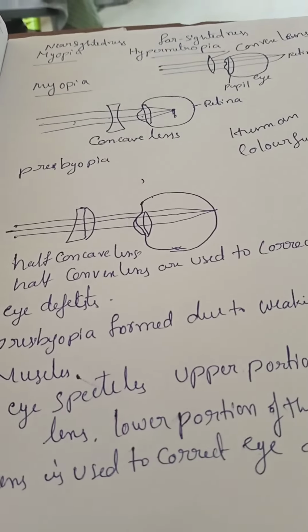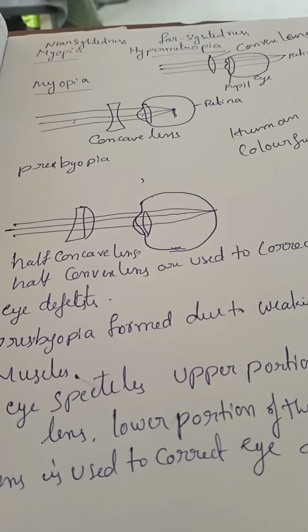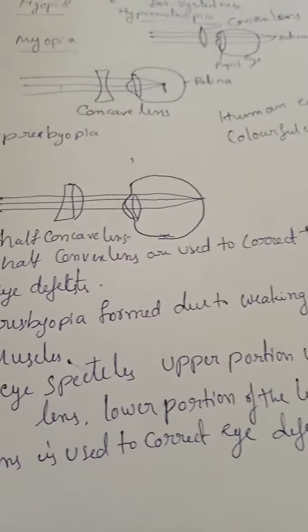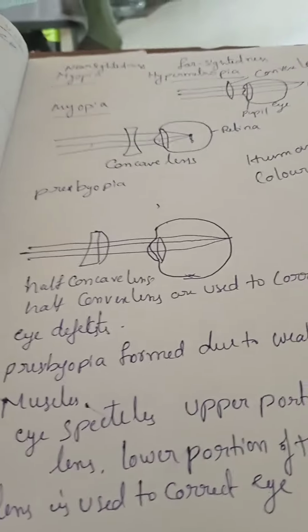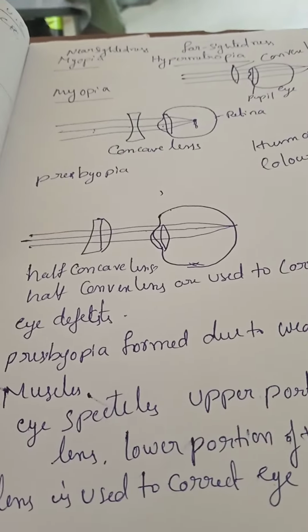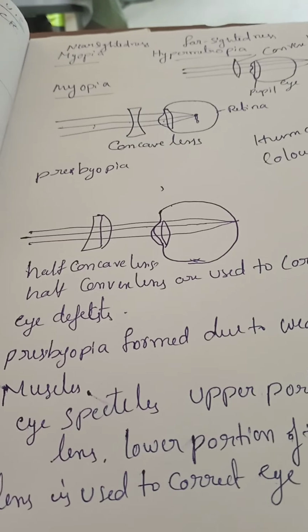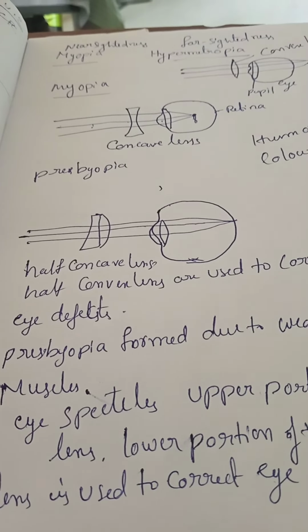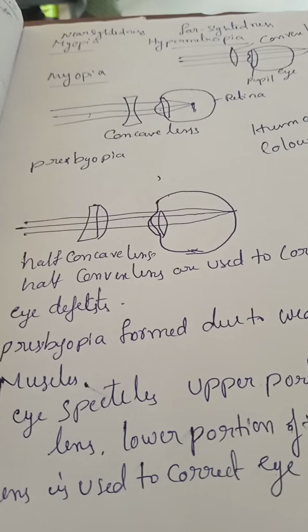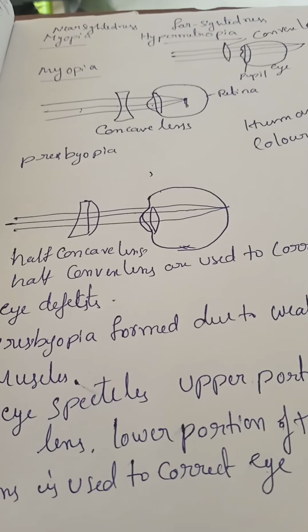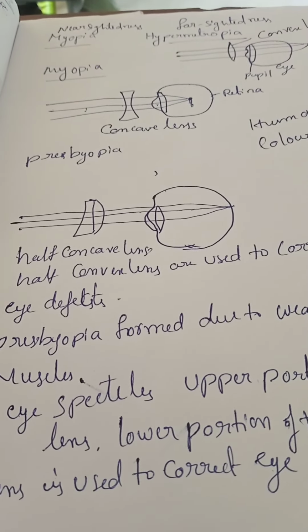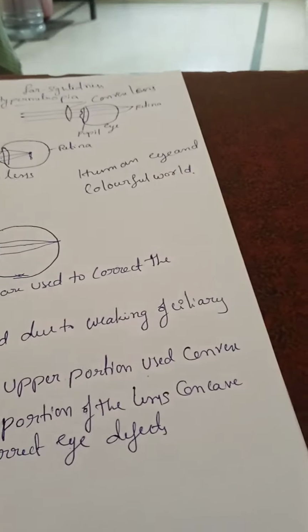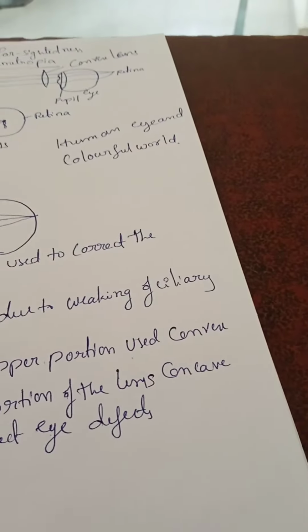Next, hypermetropia. Hypermetropia is farsightedness. This vision defect is farsightedness. Farsightedness means the person can see the distant objects, but he could not see the near objects. Myopia, nearsightedness. Hypermetropia, farsightedness.